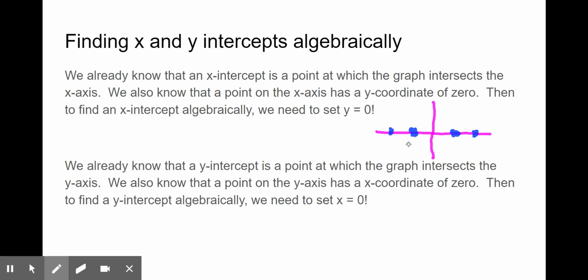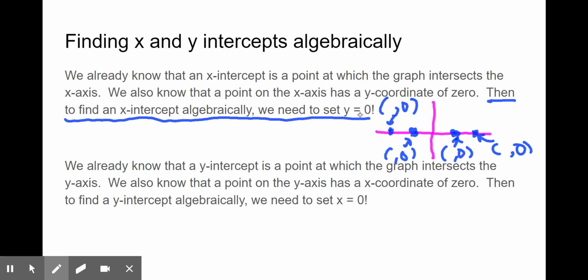Now, if we look at those points that are on the x-intercept, and I asked you to name them as a point, okay? Well, I didn't tell you how far over to go, right? To the left or to the right. But the one thing you know about all of these points, every one of them, is that you're not going to go up or down. So the y-coordinate for every one of these is going to be a 0, right? Every point on the x-axis, the y-coordinate is 0. So to find an x-intercept algebraically, we are going to set the y-coordinate equal to 0 in our equation, okay?